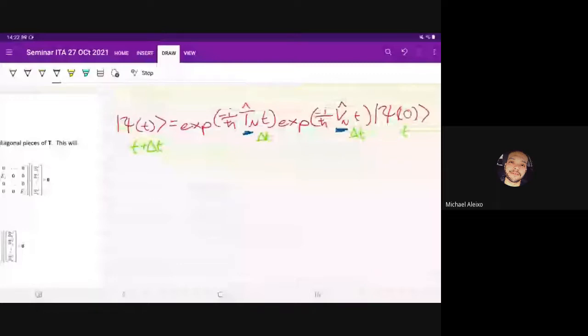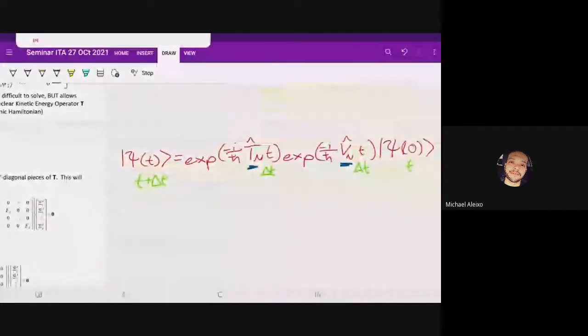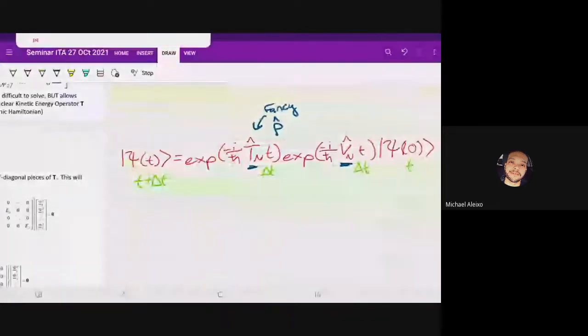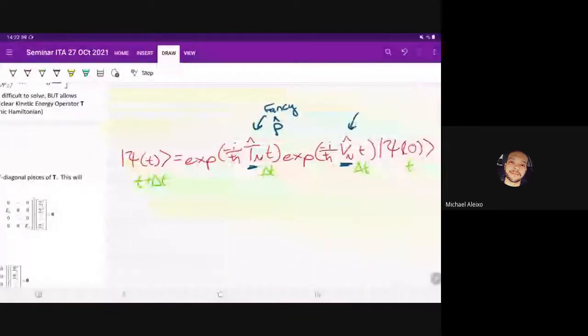We've got the kinetic energy operator. And remember, this is really just a fancy version of the momentum operator, right? It's p squared over 2m. And the potential energy operator is really just a fancy position operator, because potential energy is just a function of position.